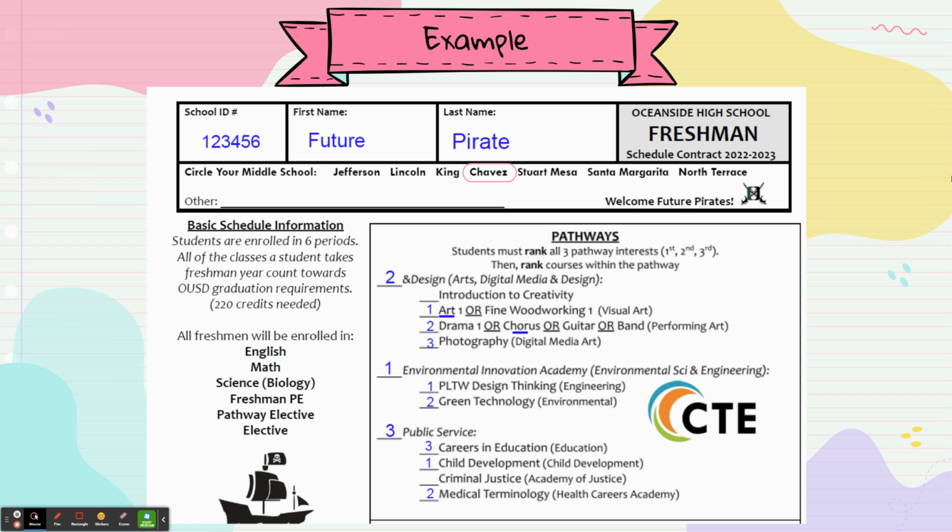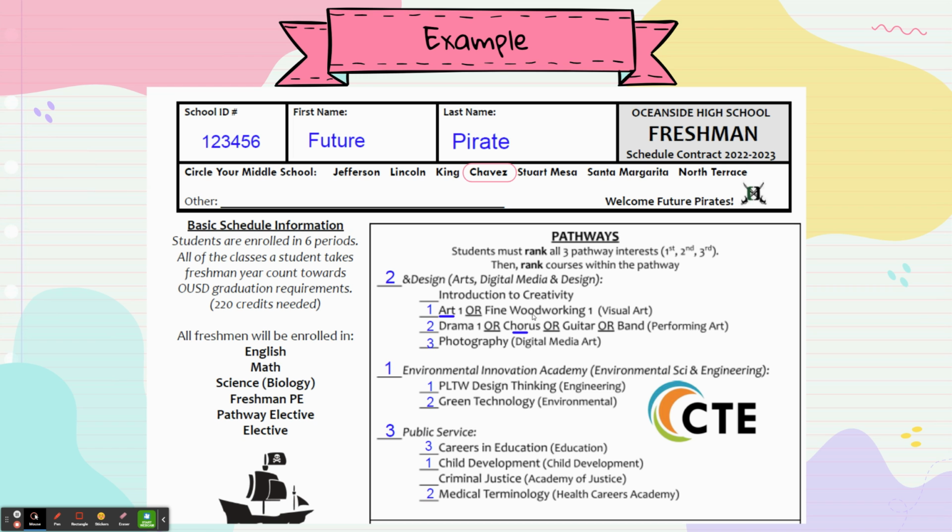So here's an example of what a completed form would look like for that top. So ID, first name, last name, your middle school, and then the ranking of the pathway. If I were to look at this, the number 1 choice would be this design thinking. If for some reason I can't put Future Pirate in design thinking, I'd put them in green technology. If I couldn't put them in any of these classes, then I'd look at their second choice pathway, which was the design pathway, and I'd see that they wanted art.